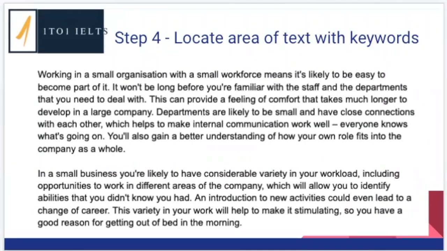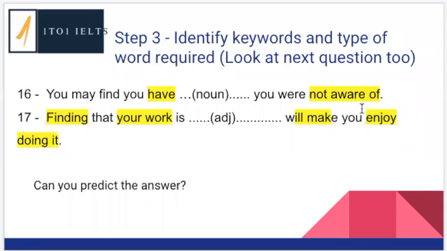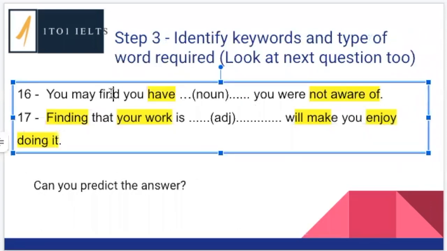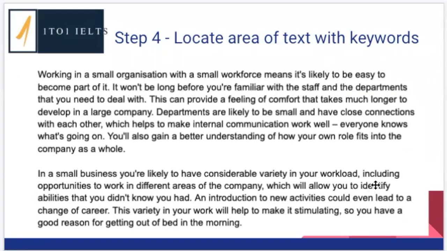So which paragraph, which line do you think this would be in? So let's go and have a look at this. So everyone has said second paragraph, line 3. So you're likely to have a considerable variety of workload, opportunities to work in different areas of the company, which will allow you to identify abilities you didn't know you had. So you didn't know you had is the same as not aware of. You could find, you can identify.